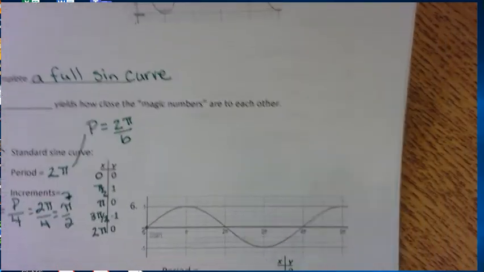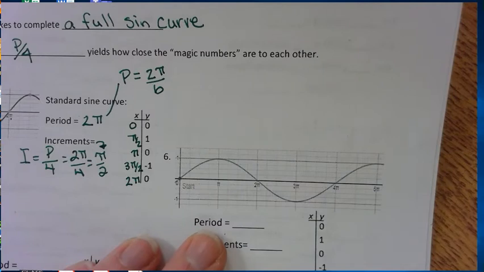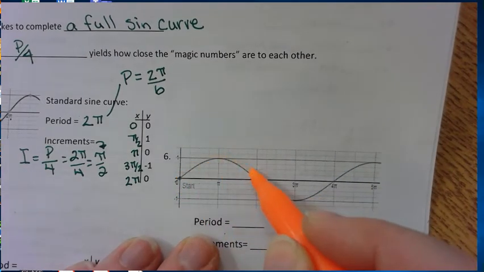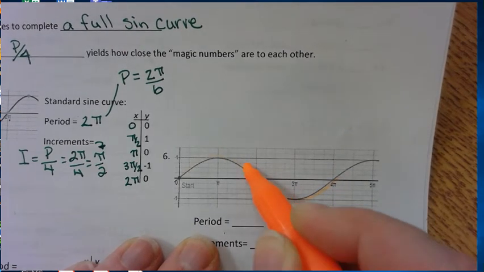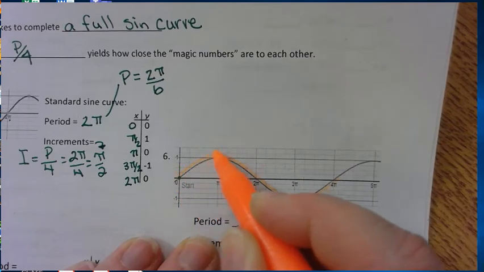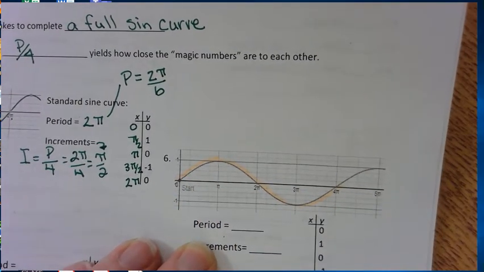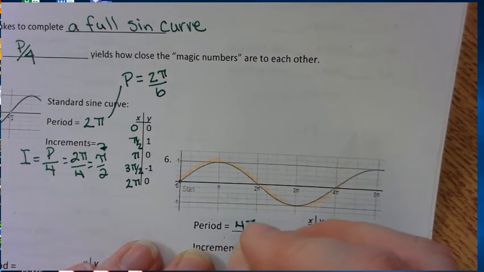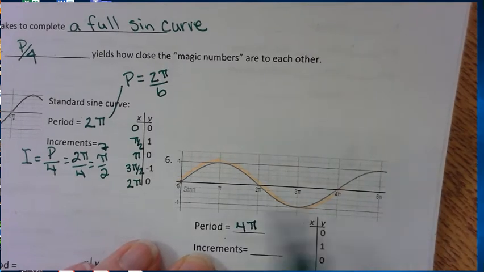What is the period for this one? The period for this one, here's the sine curve. I'm going to highlight the sine curve. This is the whole thing, right? It does this right here. It stops at 4 pi, okay? So it took 4 pi units, took 4 pi to complete the whole thing, okay?